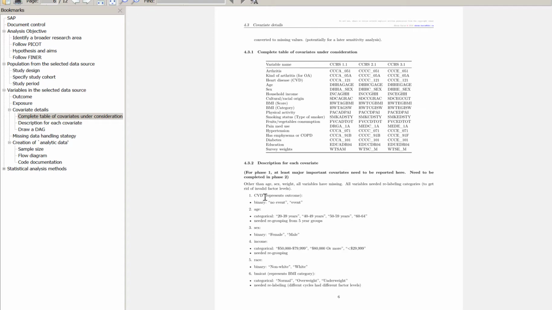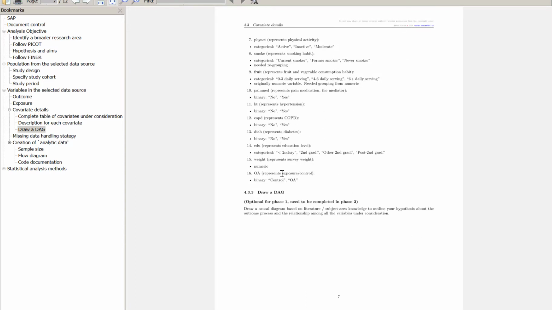I also list the classification that I'm expecting. Say for example, for cardiovascular disease I'm expecting event, no event, so 2 categories only. For age I have listed which age categories I want to see. For income I have listed what the categories are. For race I'm listing what the categories are and things like that.